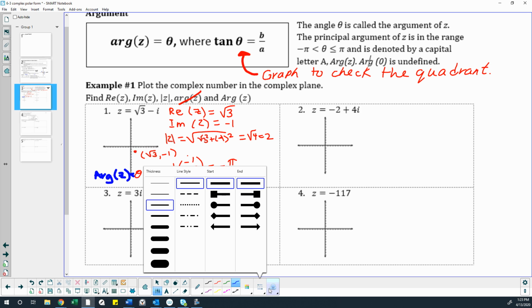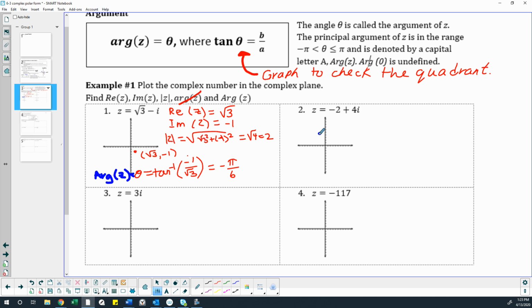All right, moving on to question 2. So we're going to graph the point -2, +4, right? And we're going to find the real part. The real part of z is -2. The imaginary part of z is +4.